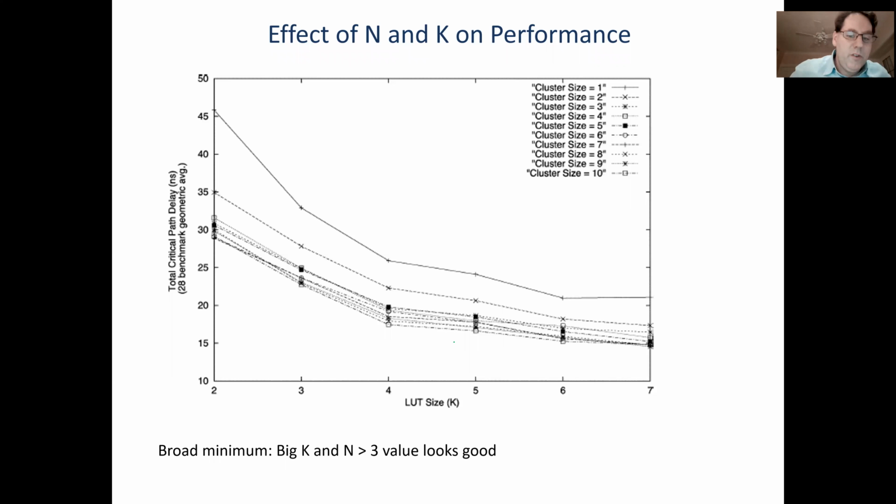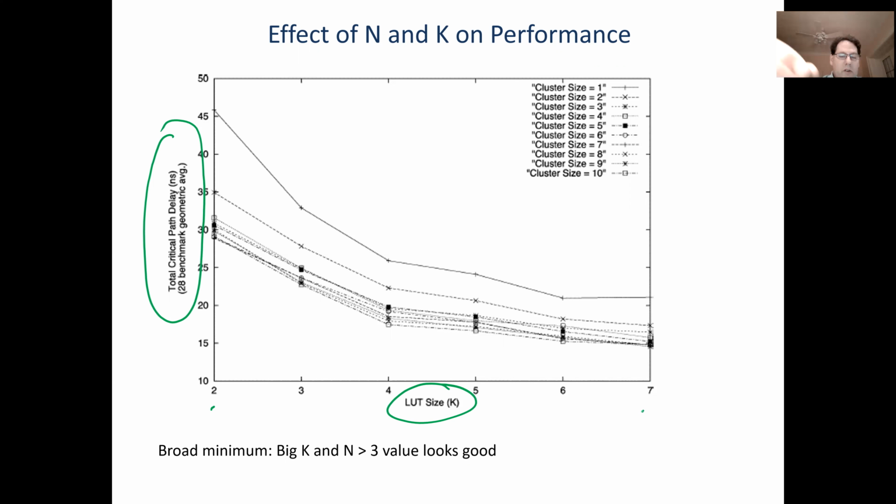Okay, what about performance? So we don't care just about area. We care about how fast the thing is too. And this is basically the total critical path delay averaged across those benchmarks. So the speed limiting path from each benchmark, average how long it is in nanoseconds. On the x-axis, we have the LUT size. We're going from small LUTs here to big ones there.